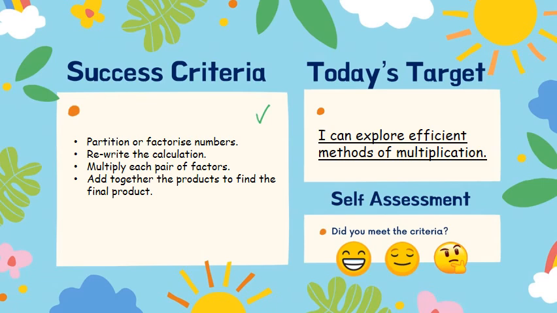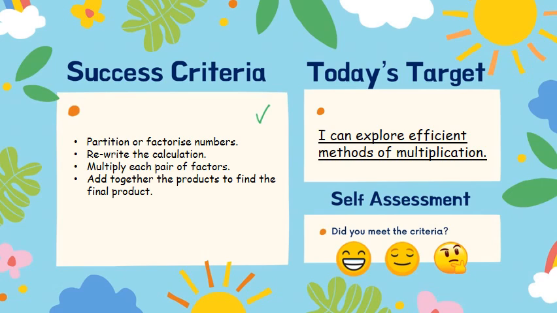So how confident do you feel with that at this particular moment in time? Are you grinning like a Cheshire cat because you've got it, you've nailed it, you're really super happy with it? Are you somewhere in the middle? Not too sure. It could be that you're happier with partitioning than you are with factorising, and that probably is the same for most of you, I would suggest, at this moment in time.